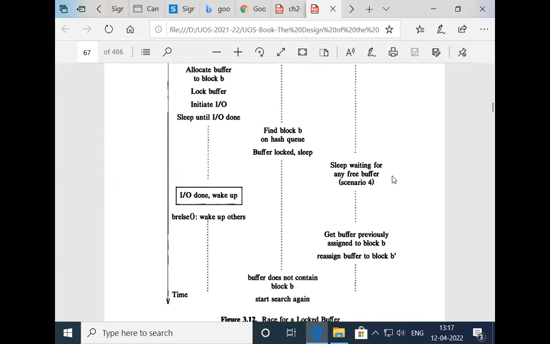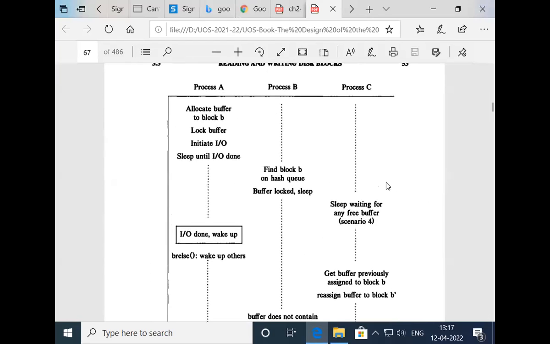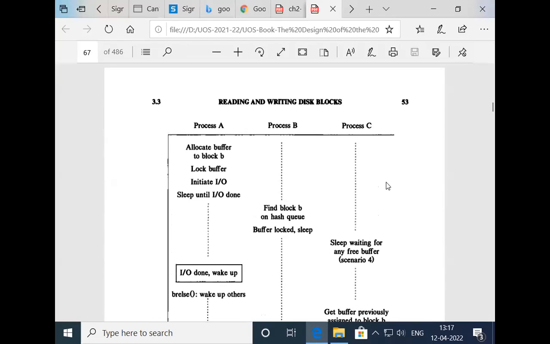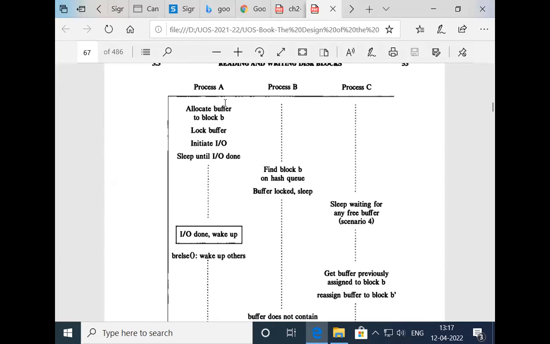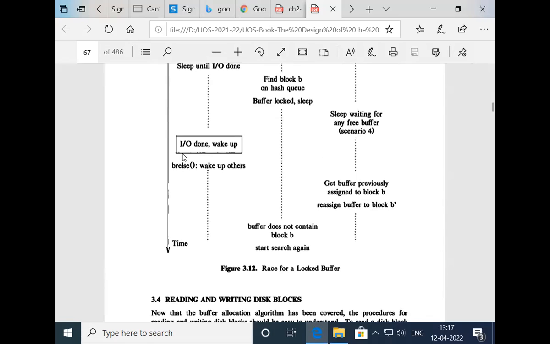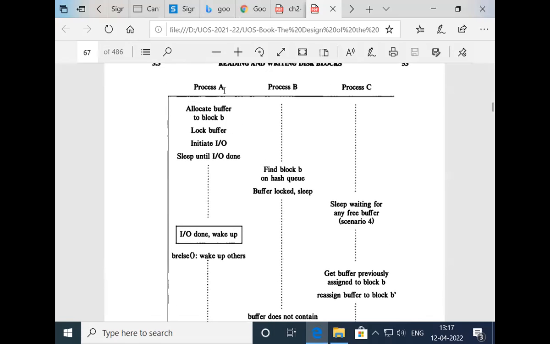Okay, so this is the diagram. Race for locked buffer. Okay, so all of you listen to me. Is it visible? Okay. So it is assumed that process A entered the system. Again on the vertical bar we are showing the time. So this is the time. Okay. So process A allocates buffer B to block B, locks the buffer, initiates IO, sleeps until IO is done.